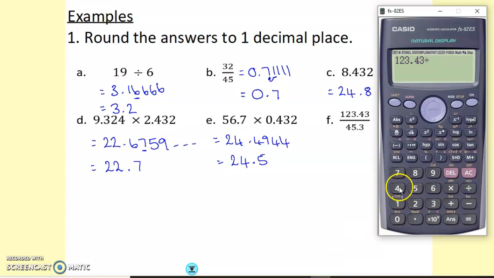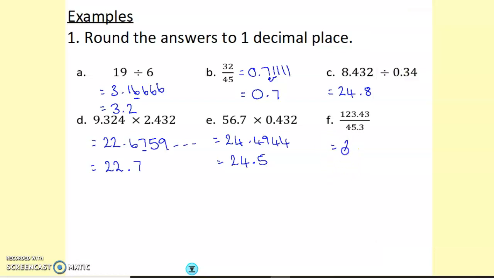Last one then, 123.43 divided by 45.3. It's 2.7247, so to 1 decimal place would be 2.7. Okay, so your rounding doesn't change just because we do a calculation before it. It's still the exact same as the rounding that we did when we were just rounding our numbers. It's just putting that extra step in of using our calculator first. Okay.